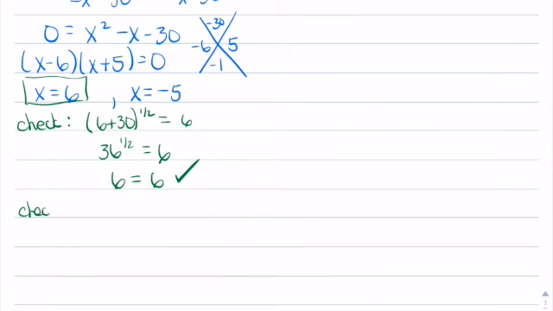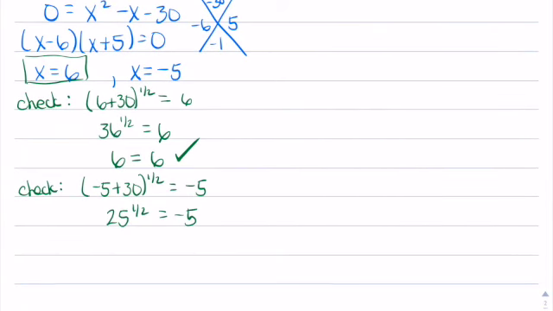Now let's check with negative 5. So negative 5 plus 30 to the 1/2 power is equal to negative 5. 25 to the 1/2 power is negative 5, and if you take 25 to the 1/2 power, or same thing as square root of 25, you're going to get 5. 5 is not equal to negative 5, so this one's no good, and we cross it out as an extraneous solution.